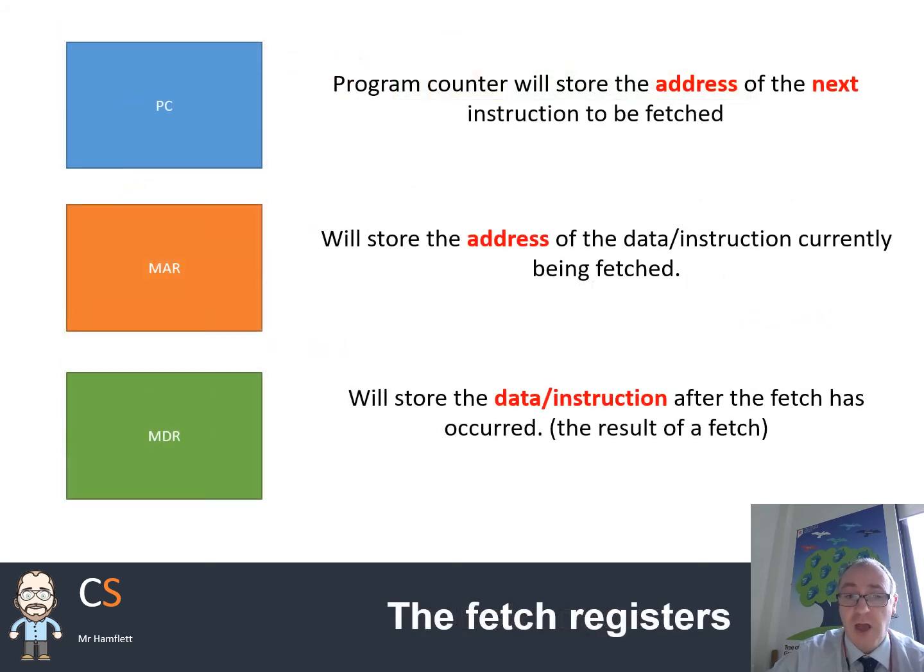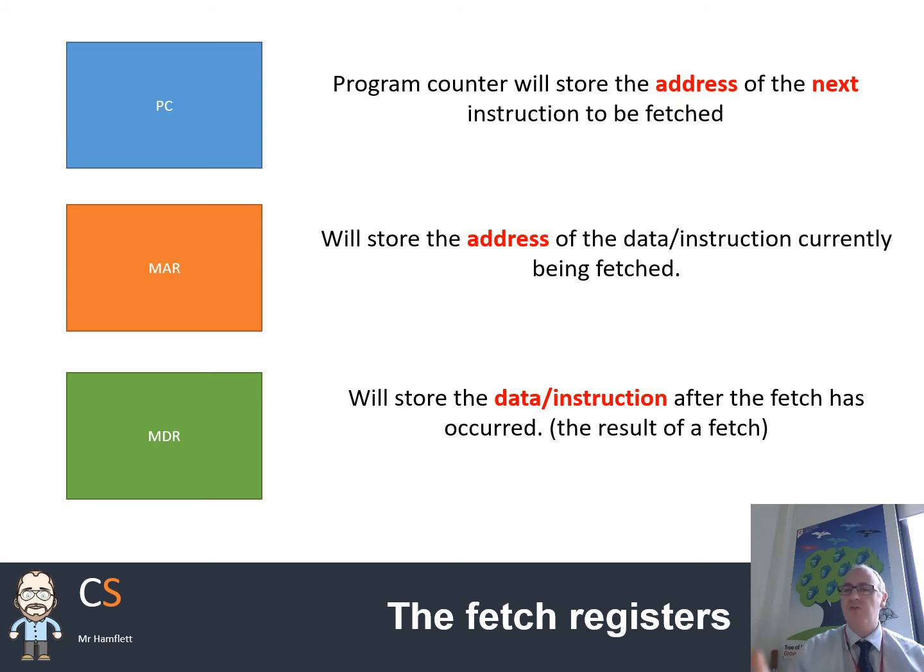We have some key registers you need to be aware of. We have the program counter, and that stores the address, so where I can find it in RAM, of the next instruction that I need to fetch in. We're always pointing to the next thing we need. So I fetch one in, and I'm pointing to the next one I need. Fetch that one in, and I'm going to point to the next one.